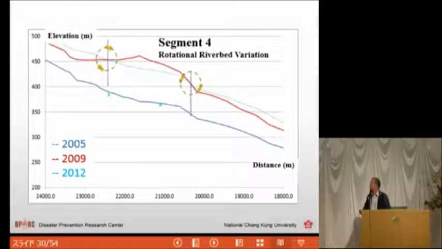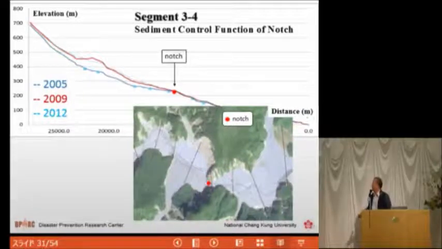And except for the notch, we also found a very interesting phenomenon, that is rotation of riverbed variation. And you can see the landslide dam eroded. So in this section, you can see in the upstream of this section, it eroded. In the downstream, it deposited. But here, it is the contrary. The riverbed is like rotated. You can also see the notch here, a very narrow cross section.